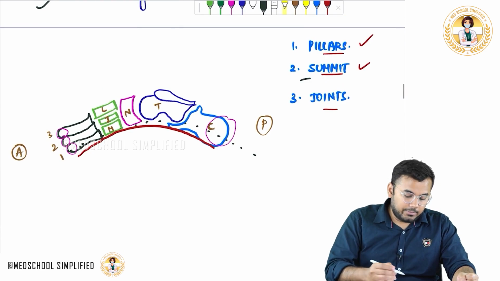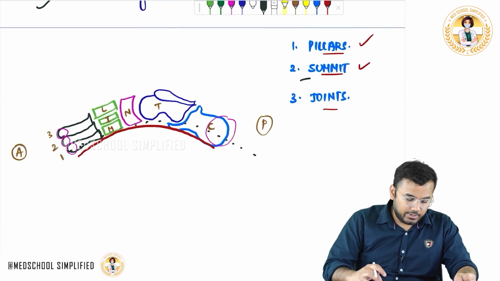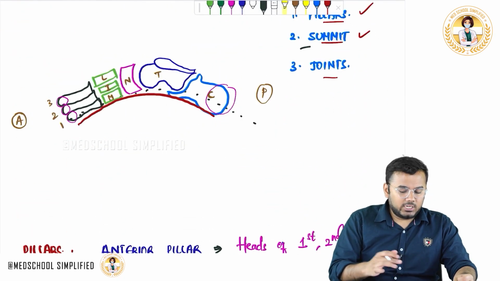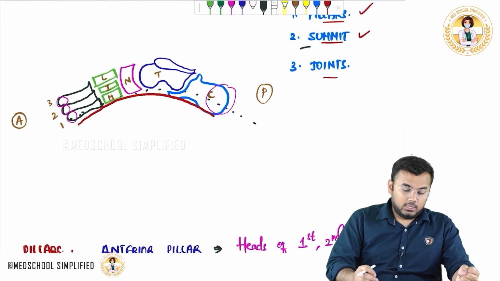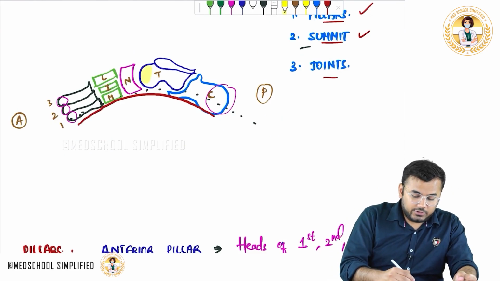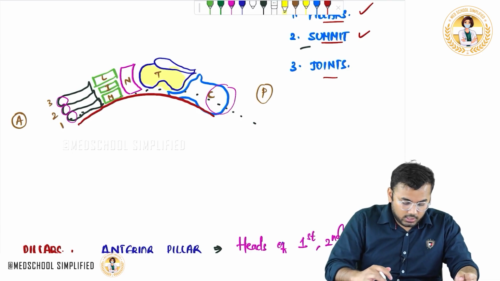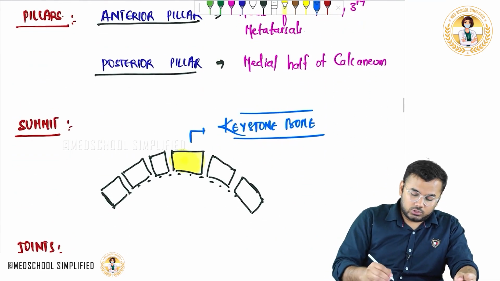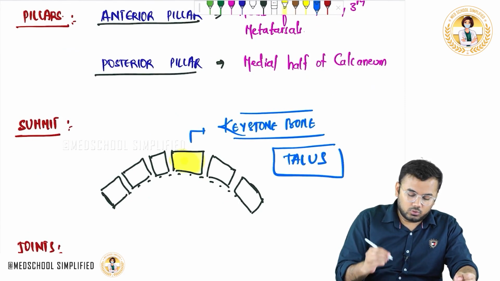Okay, after that the summit, meaning the bone in the middle here, that is called the summit. For example, what is the keystone bone here? Tell me, what is the bone which is centrally located? Obviously the keystone bone here is your talus, right? If the talus is removed, then the entire arch is gone. So the talus is the keystone bone. I forgot to write it previously, sorry, this is the talus which is the keystone bone.